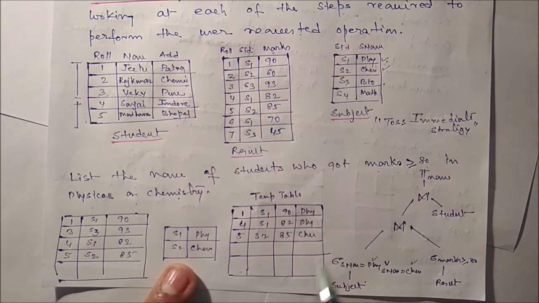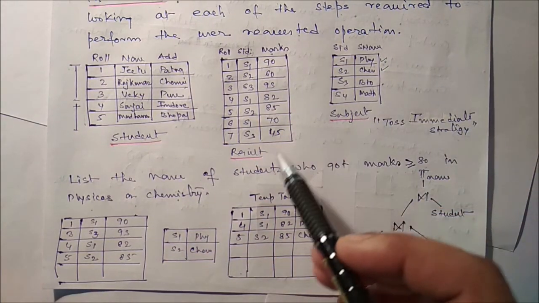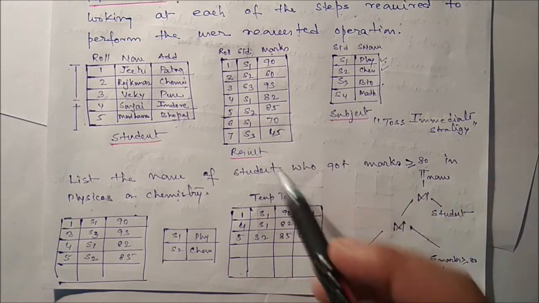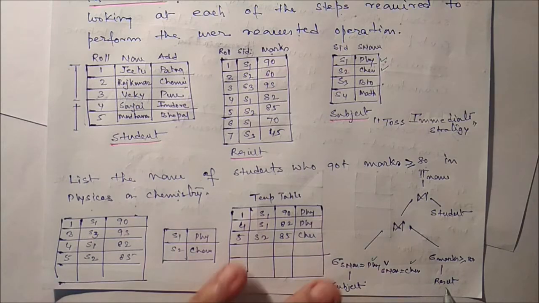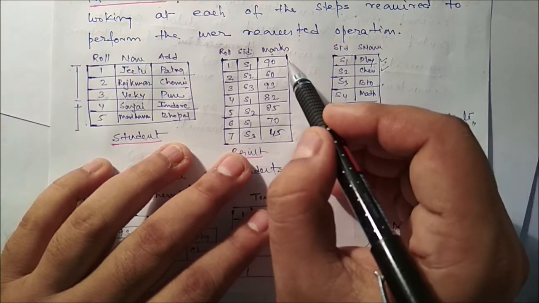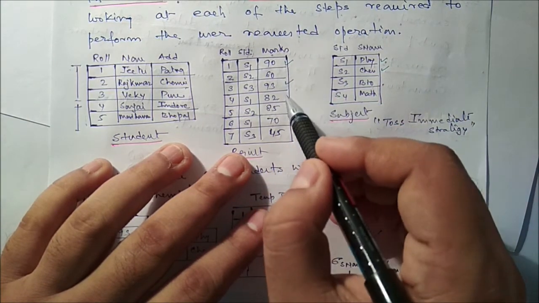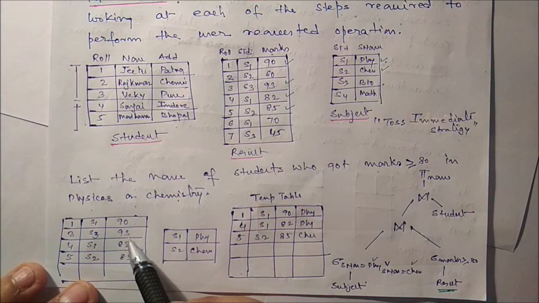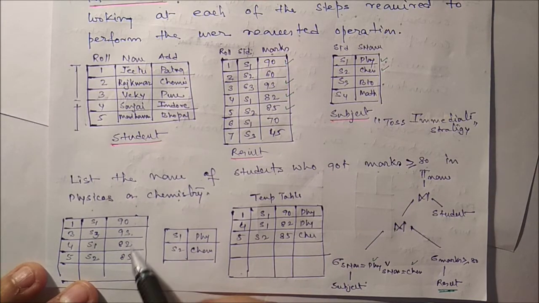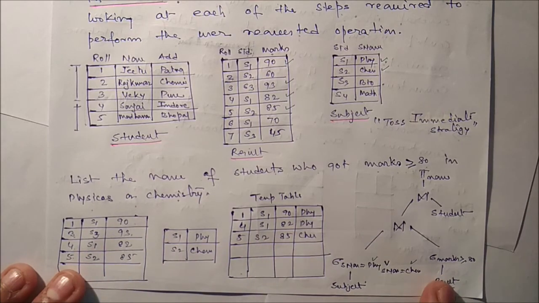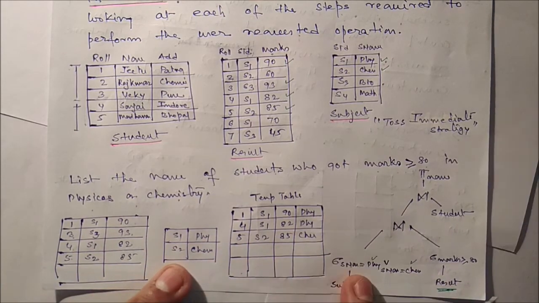Now see, the subject names are in the subject table and the marks are present in the result table. So we need this particular table. From that result table, we have to extract the marks which are greater than or equal to 80. That means this one, this one, this one, and this one. So 4 records are there: 90, 93, 82 and 85. Roll numbers are 1, 3, 4 and 5. So this is the table after this particular operation.